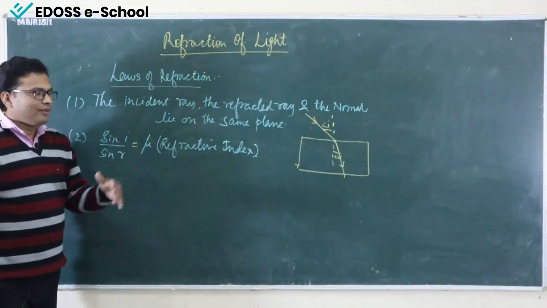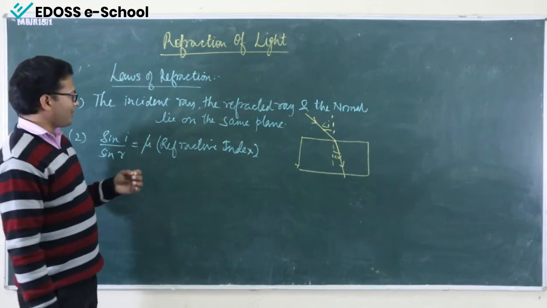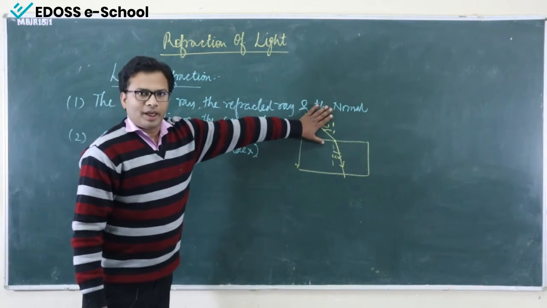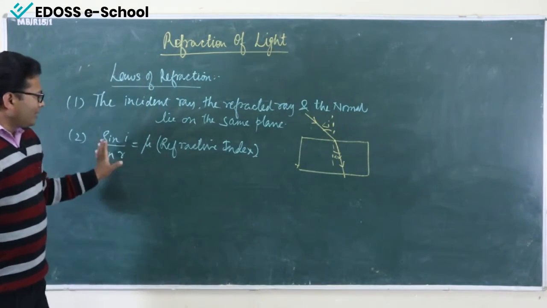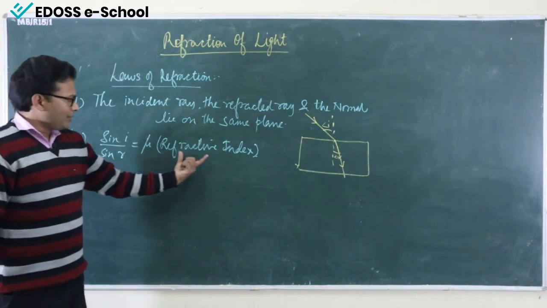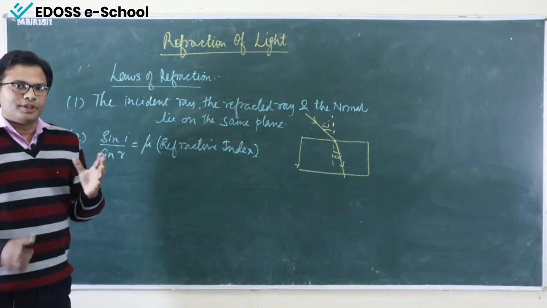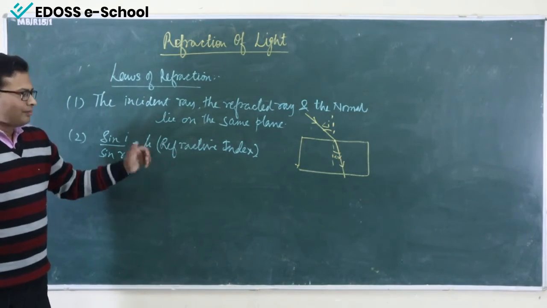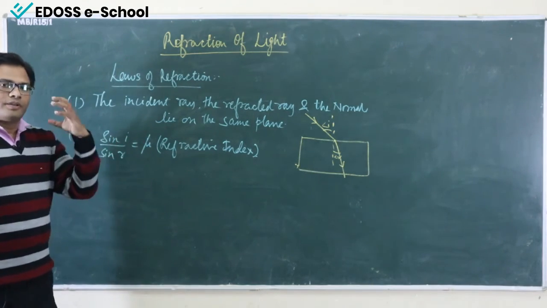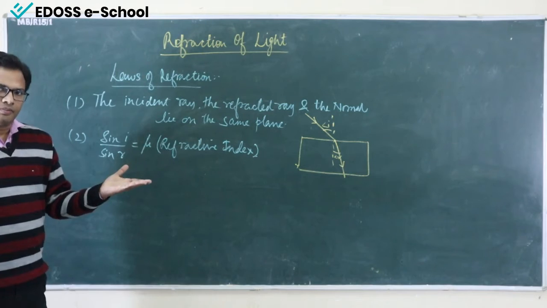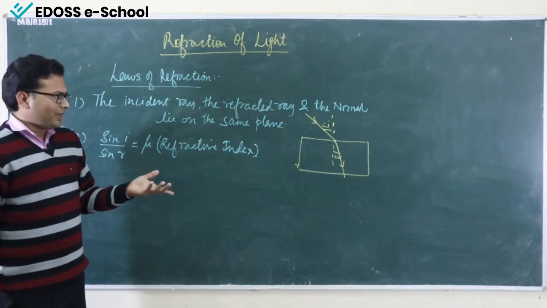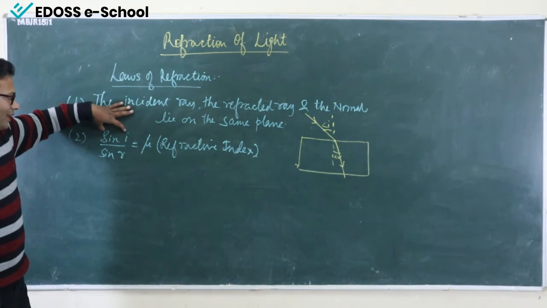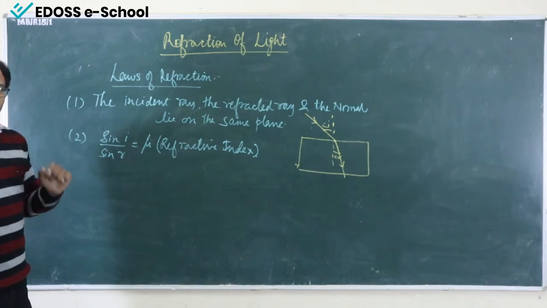Now let us talk about the laws of refraction. There are two laws of refraction. First, the incident ray, the refracted ray and the normal lie on the same plane. Same plane, angle I and angle R on the same plane. Now the second one, which is very important: the refractive index of a particular substance, of a particular object. Refractive index is denoted by mu. How do we calculate the refractive index of a particular medium, say glass, wood, or any other liquid? It is nothing but the sine of the incident angle divided by the sine of the refracted angle.